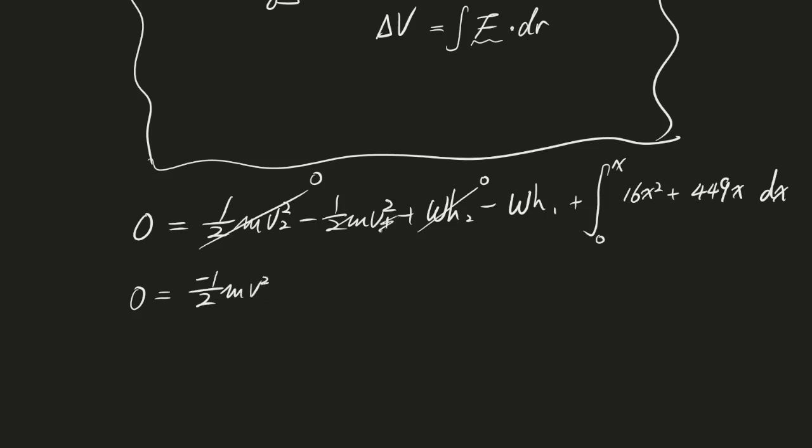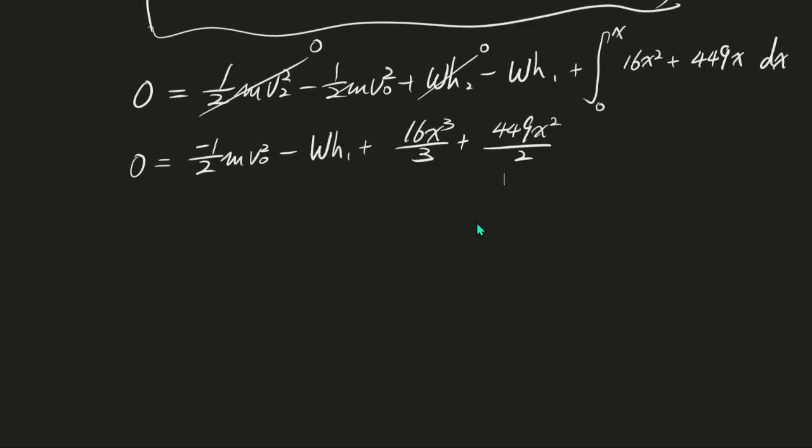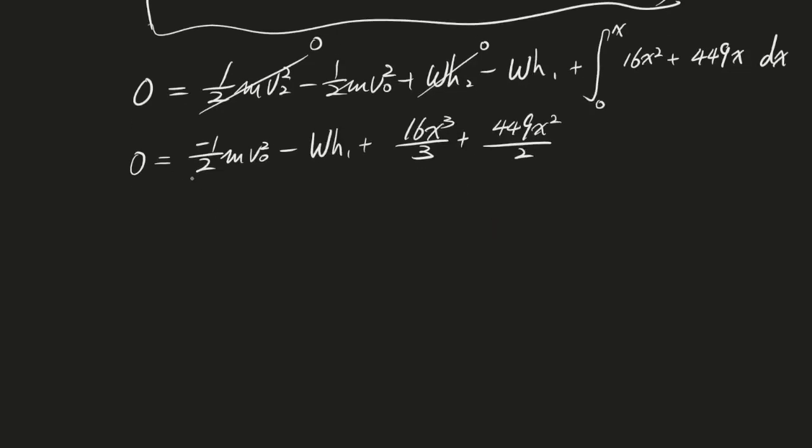mv, change that to naught, mv naught squared minus weight times h1 plus 16x cubed over 3 plus 449x squared over 2. Now I want to note on the units of each of these terms. This term, and this collection.